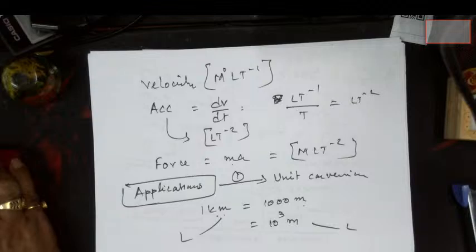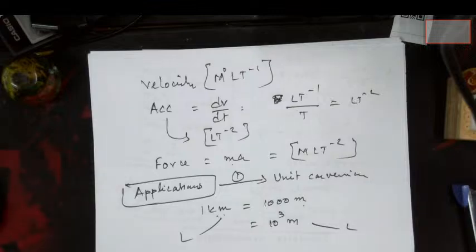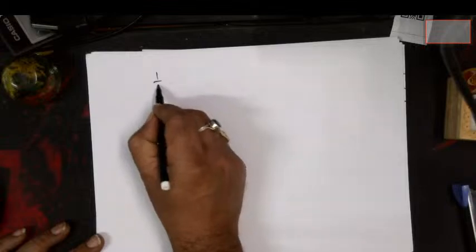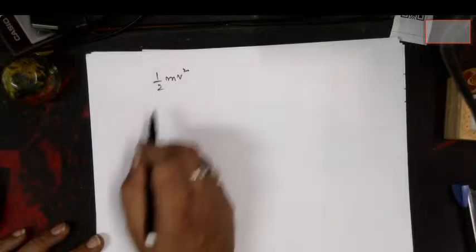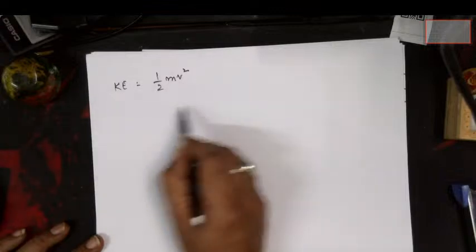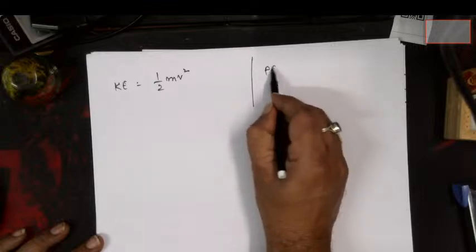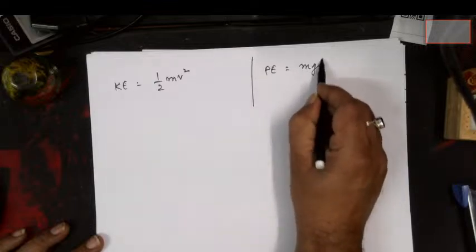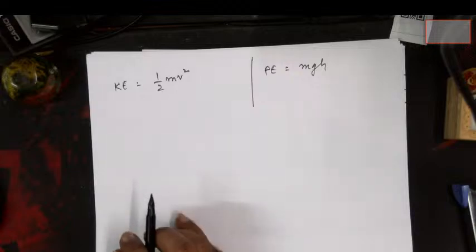And we can actually check the dimensional consistency of the equation, and also we can derive the equation, which we already discussed, is it not? Now let me consider one simple problem. Let us verify this equation, half mv square. This is the kinetic energy, is it not? And what is the potential energy? That is given by mgh.